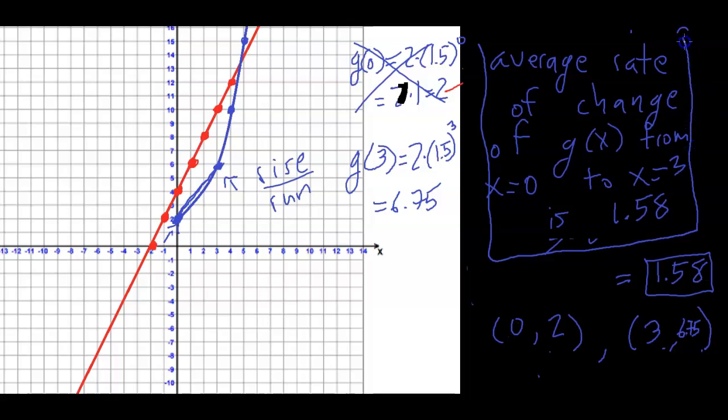All we did was we decided over what interval we wanted to measure the average rate of change. We took the value of g at the beginning of the interval and the value of g at the end of the interval, right? Found our 2 data points, our 2 points on the graph at the beginning of the interval and at the end of the interval, and we calculated the rise over run, the change in the y value divided by the change in the x value from our first point to our second point, and that gives us the rate of change of the exponential function over that interval.